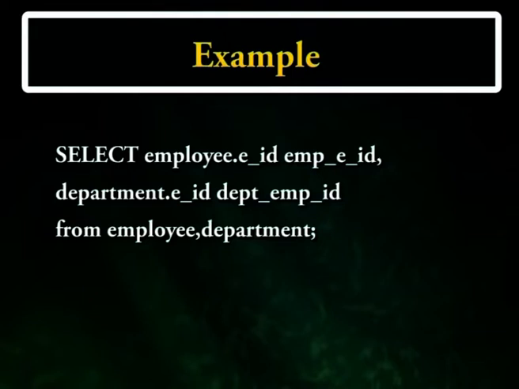In case we do not mention these aliases, then the headings of the columns in the resultant table will be employee.E_ID and department.E_ID only. Please note that aliases only make the presentation of the results better, and this makes the results more readable and understandable.